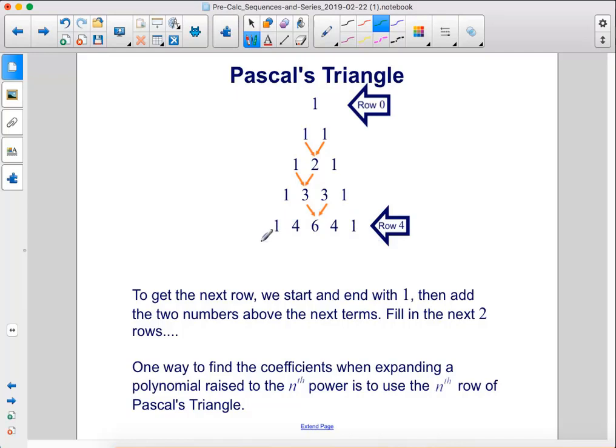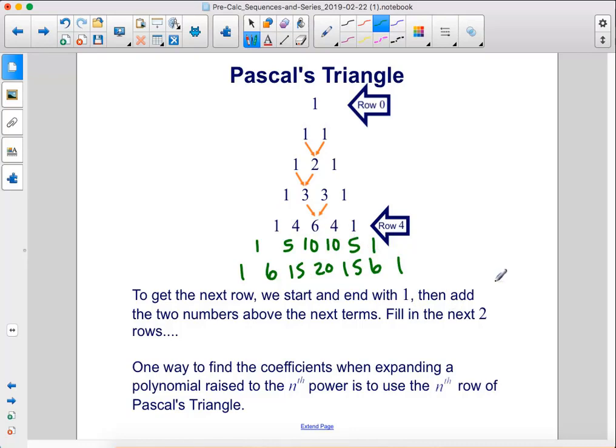All right, so the next row, we're going to start and end with 1. 1 plus 4 is 5. 4 plus 6 is 10. 6 plus 4 is 10. 4 plus 1 is 5. So this is our 5th row. To get our 6th row, we start with 1. 1 plus 5 is 6. 5 plus 10 is 15. 10 plus 10 is 20. Then we have 15 again, 6, and 1. So we have the 5th and 6th row.